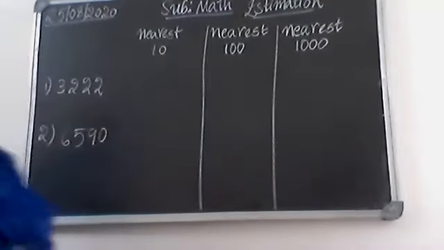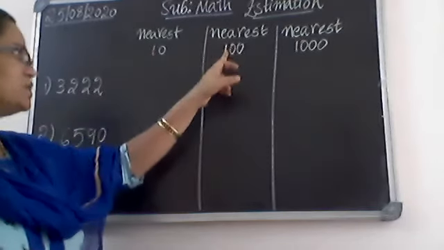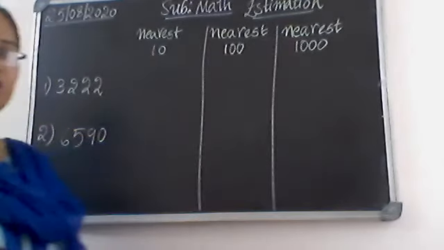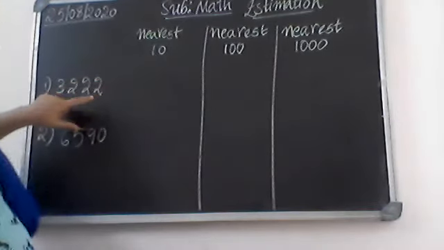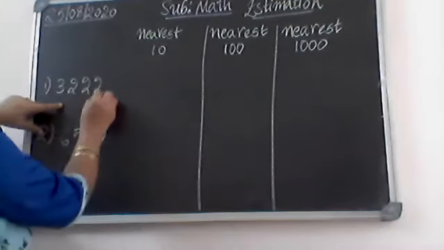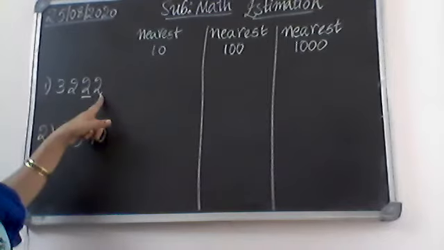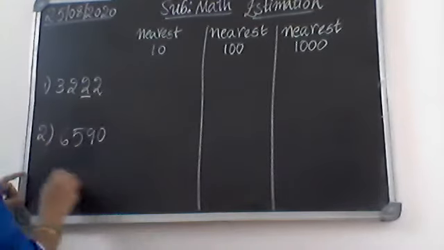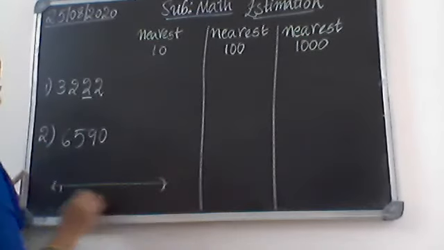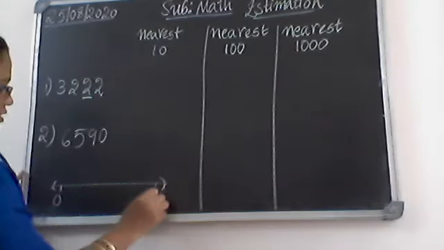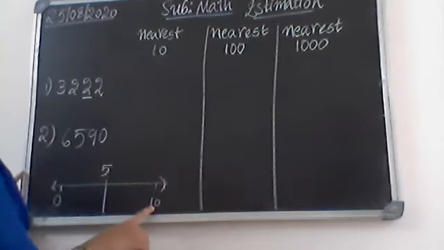Now children, we are going to round off this 4-digit number to the nearest 10, nearest 100 and nearest 1000. How do we do that? Children, it's very easy. Nearest tens. Which is the tens digit over here? This is the ones digit. This is the tens digit. You underline it, children, and look at the front digit of it. It is 2. Keep a number line in your mind. Here it is 0 and here it is 10. The midway is 5. The middle of 0 and 10 is 5.